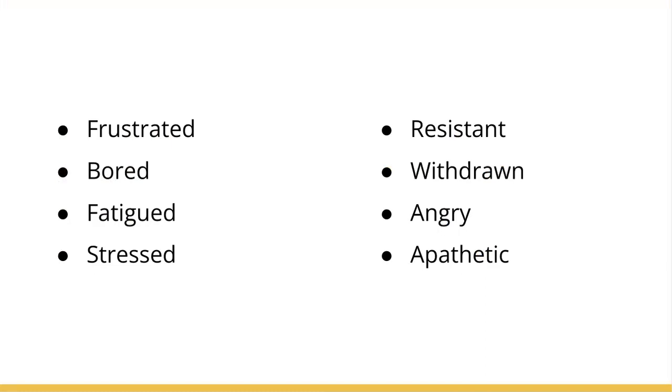Some of the things that we might see in students that are demotivated: they're frustrated, bored, fatigued, stressed, resistant, withdrawn, angry, and apathetic. And just for me personally, the most difficult of these is the apathetic piece, because at least if there's some energy, we can maybe move that energy in a different direction. But it's difficult to encounter students who seem to have no emotion toward our class at all. Whether that's resisting, at least we have something to work with. Stressed, we have some ideas about how to talk with students around that.